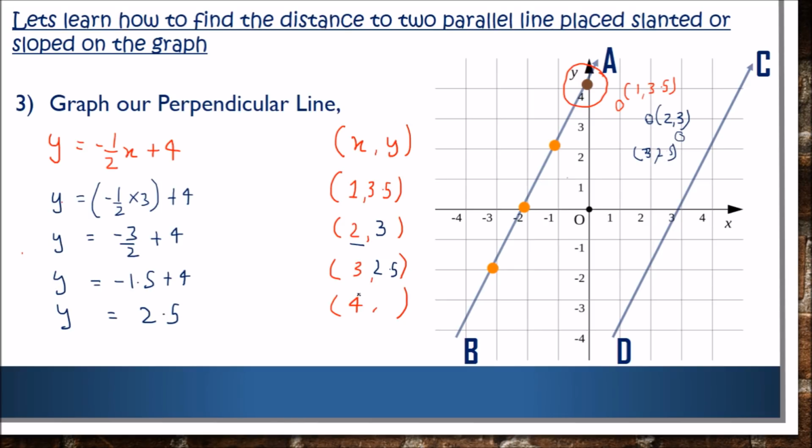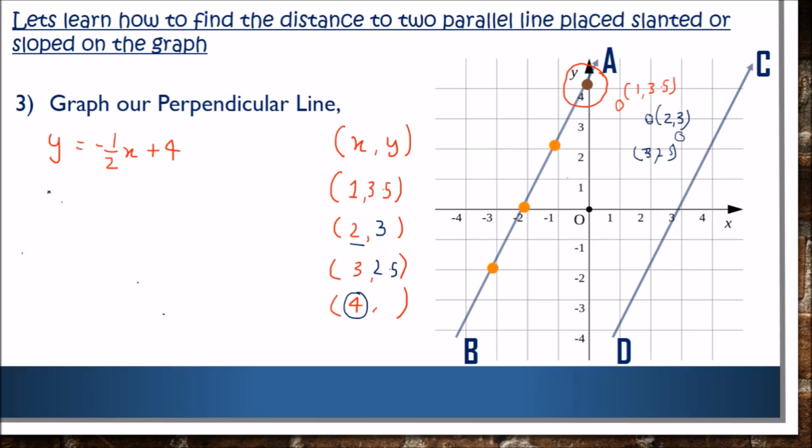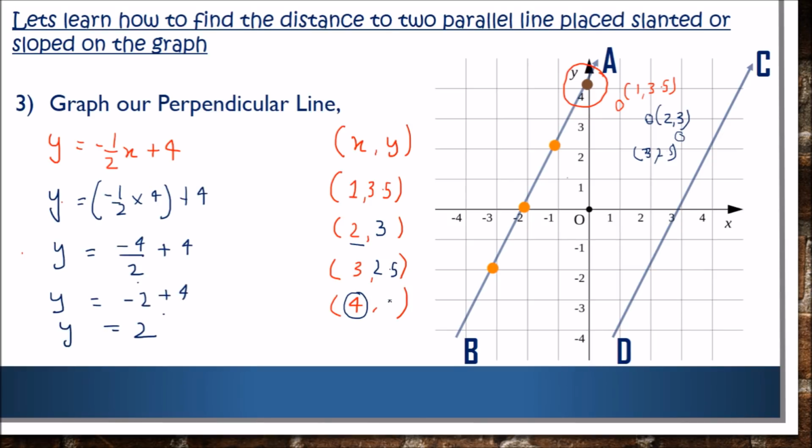Now let's plug in the last coordinate of x and find out the value of y. So y is equal to minus 1 over 2 times x is 4 plus 4. So y will be minus 4 divided by 2 plus 4. So y will be minus 2 plus 4. Y will be 2. So when x is 4, y is 2. So let's find our coordinate where x is 4, y is 2. So this is our coordinate.